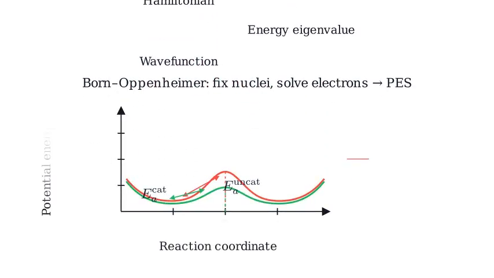Here is a potential energy profile along a reaction coordinate. The red curve is the uncatalyzed path with a higher barrier. The green curve is a catalyzed route with a lower barrier. The activation energies are shown as double arrows.